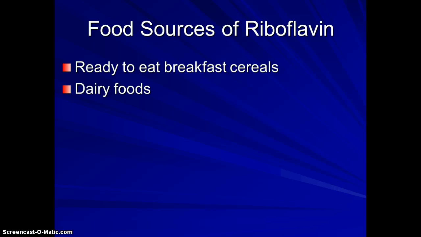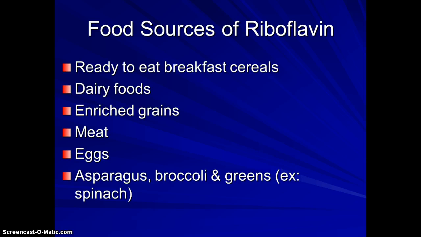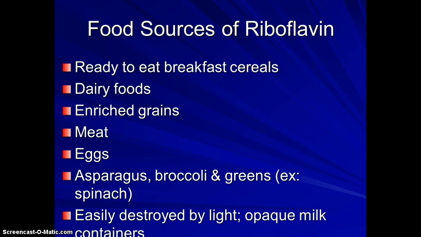The most naturally occurring source that we get is dairy foods. Also the enriched grains, because it's part of the one that goes back on. And then meats and eggs and dark green vegetables are pretty high. Keep in mind that it is destroyed by light, and so milk that is stored in plastic jugs, opaque containers, is more likely to have a little bit less riboflavin than milk stored in the paper, the quart kind of boxes.